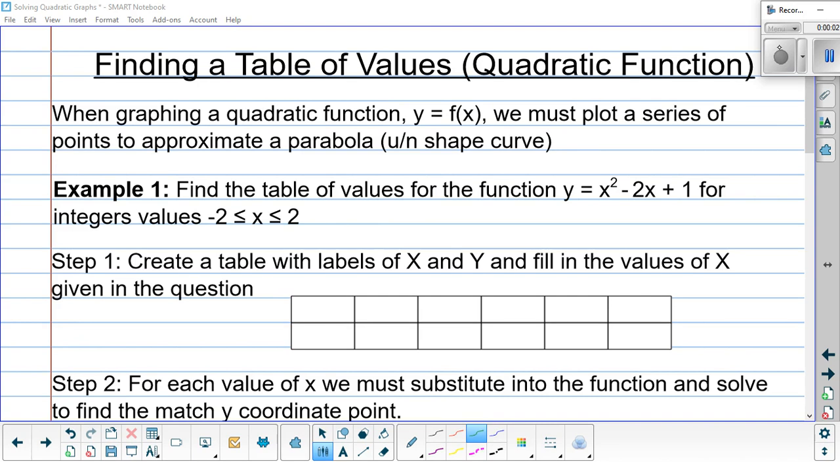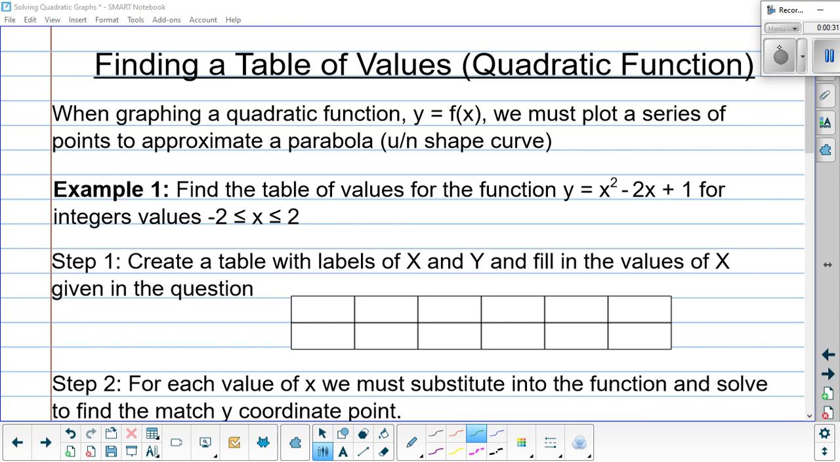Hi, it's Mr. Kender, and we're looking at finding a table of values for a quadratic function. It's always something you're asked in all parts of graphing, to fill in and plot from a table of values. So, we have a quadratic function, y equals f of x. The f just says function, the x means evaluate at this point. So sometimes it'll be, okay, I want to find where the function has an x value of 2, and so you just substitute in 2 everywhere.